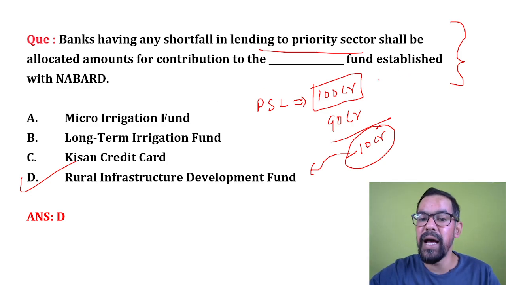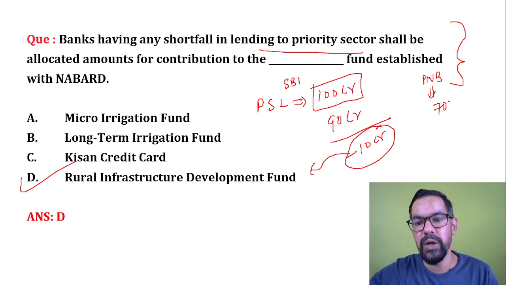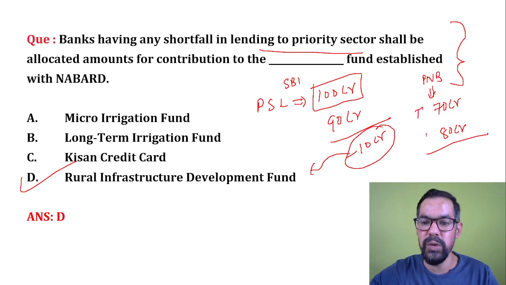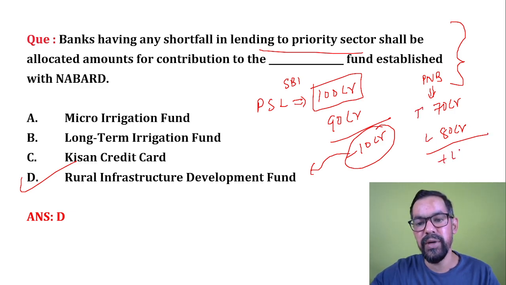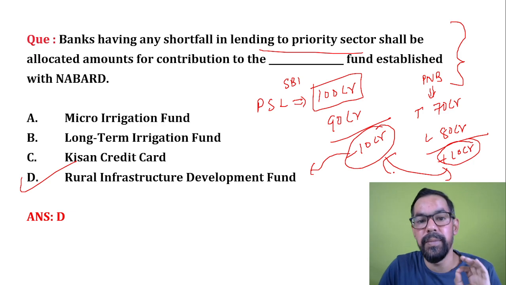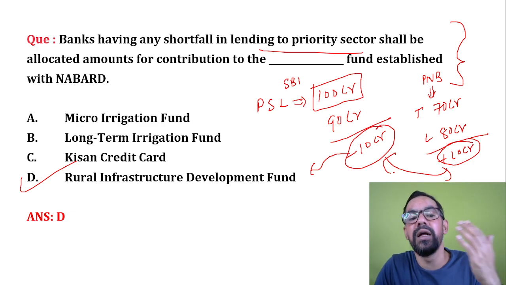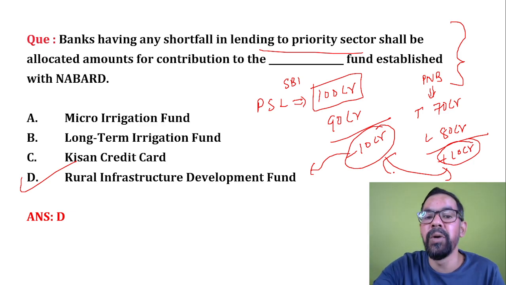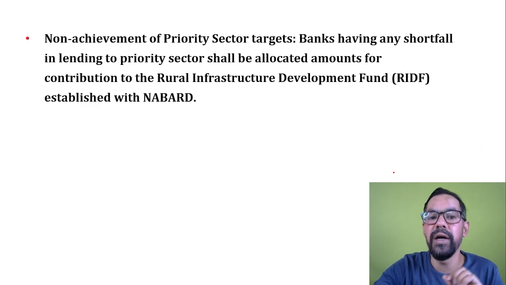Let's say there is a bank, this is the case of State Bank of India, and there is another bank, let's say PNB. PNB's target was 70 crore, and they lent 80 crore rupees in the priority sector. This was the target and this was the landing. So they have a surplus of 10 crore rupees. State Bank of India can buy a PSL certificate from Punjab National Bank, or the other option is they can deposit that money with RIDF under NABARD.